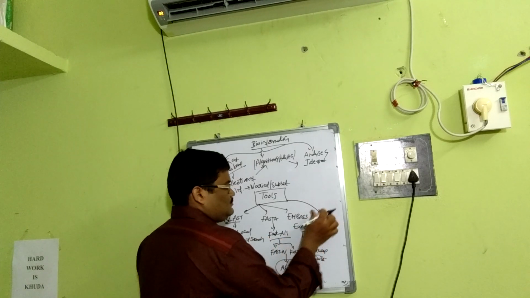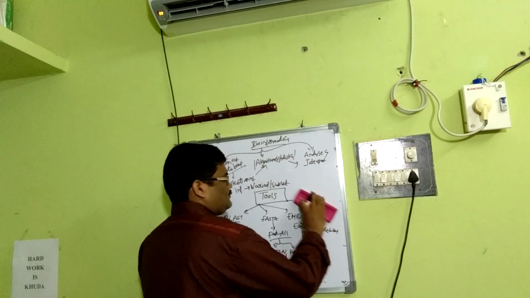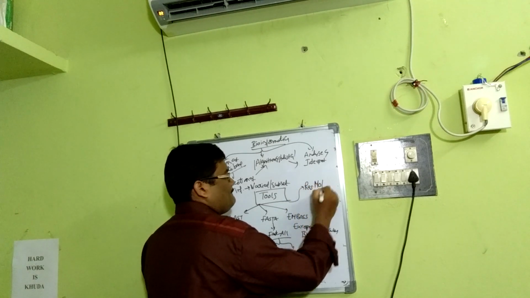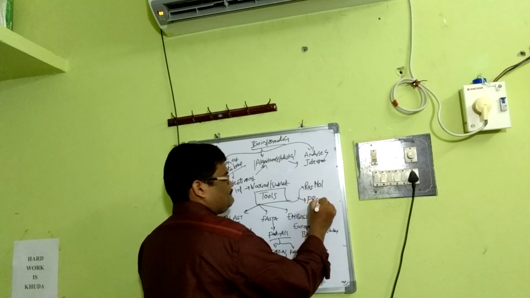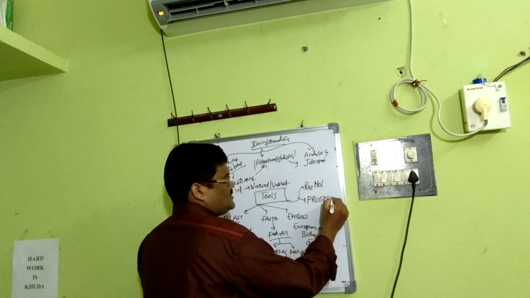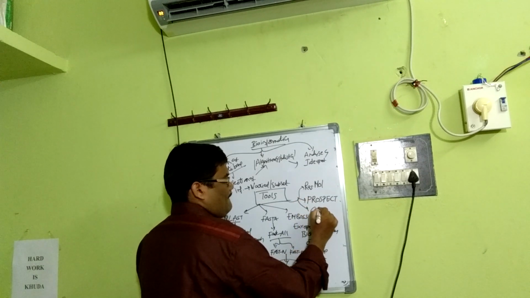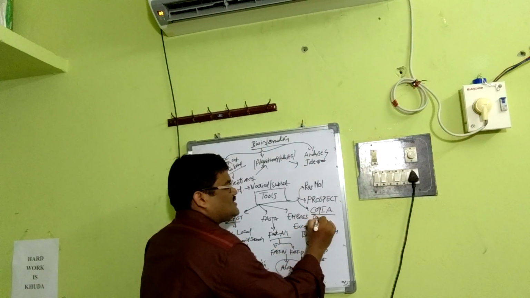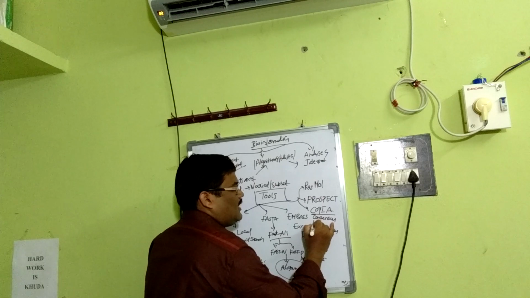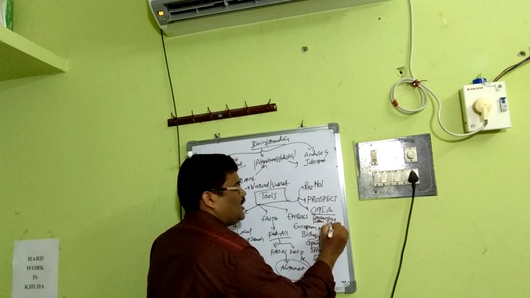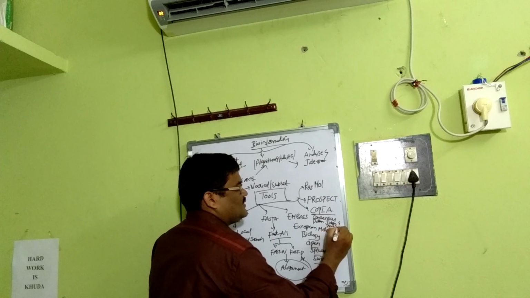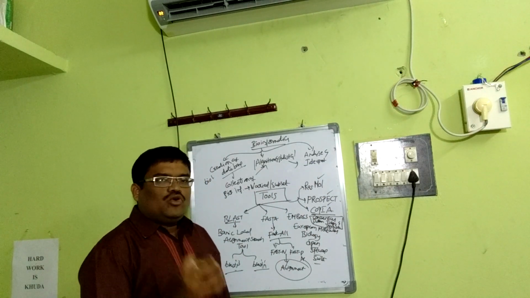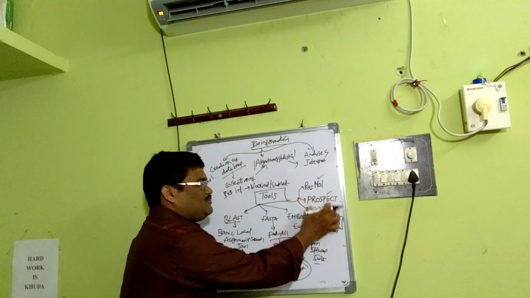Then RASMOL. You can have other things, say RASMOL, PROSPECT, COPIA. COPIA stands for Consensus Pattern Identification and Analysis. RASMOL, PROSPECT and COPIA. RASMOL is one of the important tools.